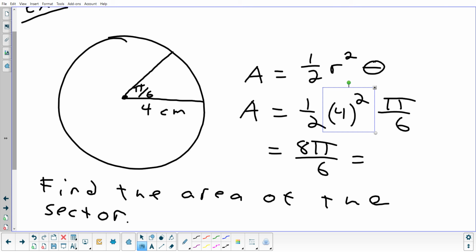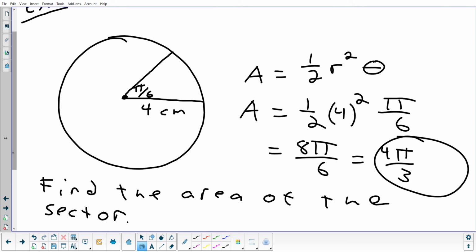4 pi over 3. Yep, that's going to reduce to 4 pi over 3. Notice I left a little bit of space when I circled my answer. Ryan, what did we just find? You found your R, right? Nope, we were given R. R was 4. Oh, your area, sorry. Yep, we found the area. So what should I put for a label? Oh, centimeters squared. Yes, there you go. Centimeters squared because it's area.